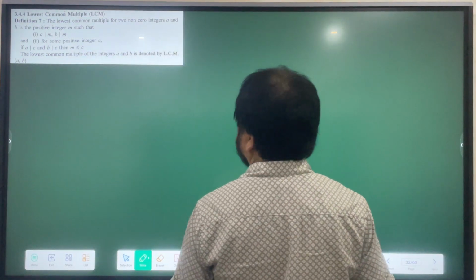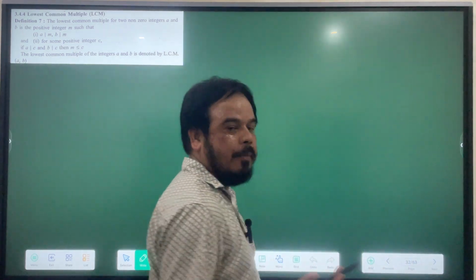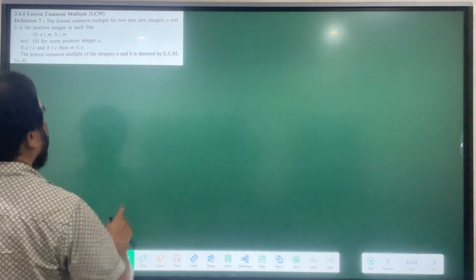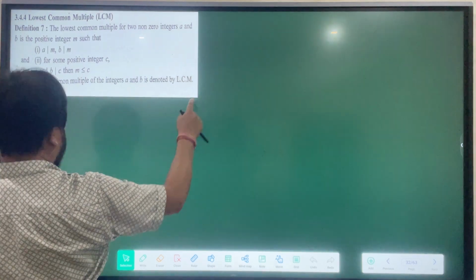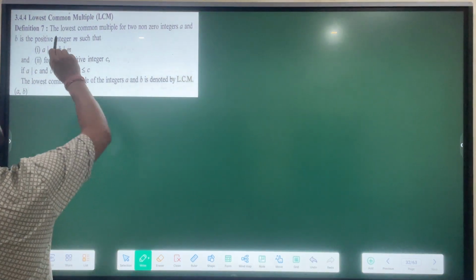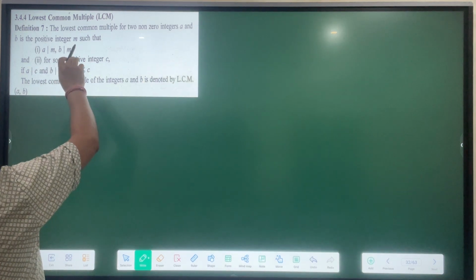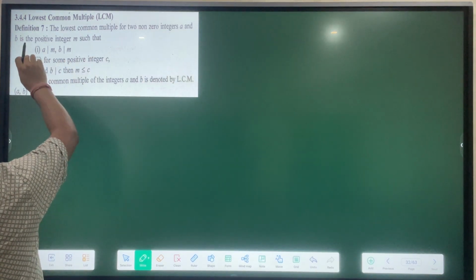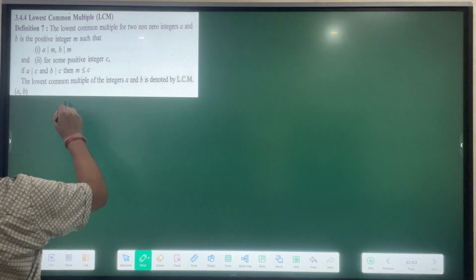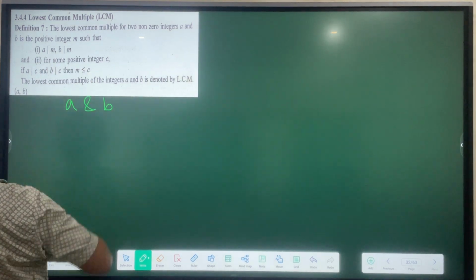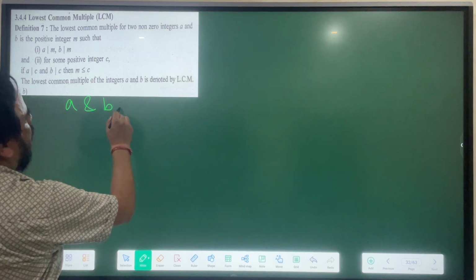3.4.4 Lowest common multiple. That means it is like LCM. Now we have done LCM. We are familiar with LCM. We have got it in general maths. So the lowest common multiple for two non-zero integers A and B is the positive integer M. Lowest common multiple is M.